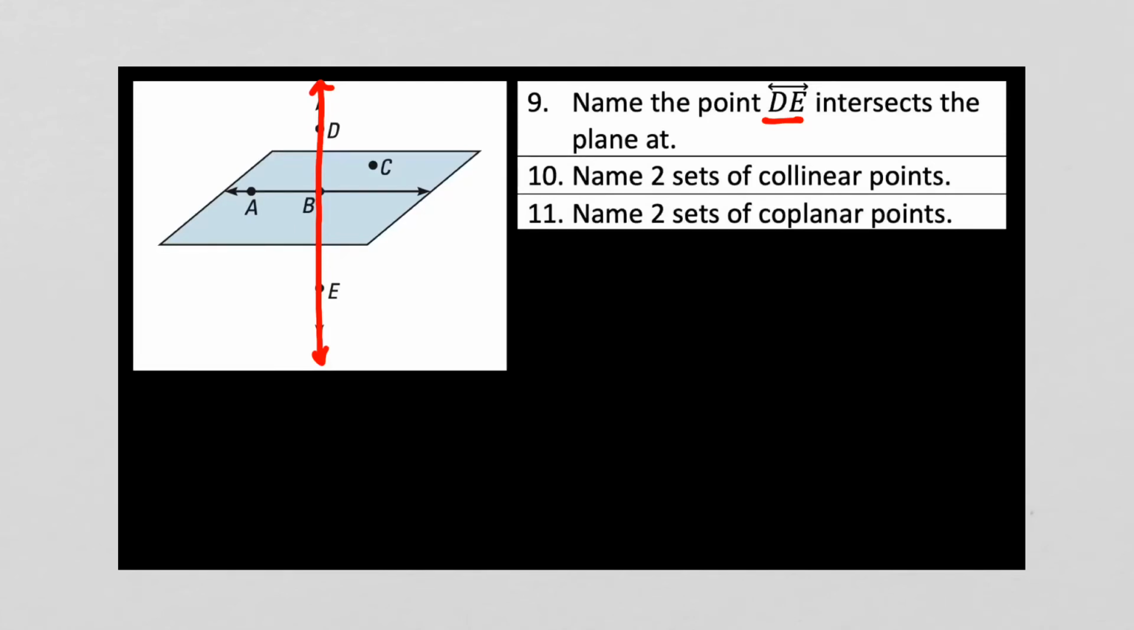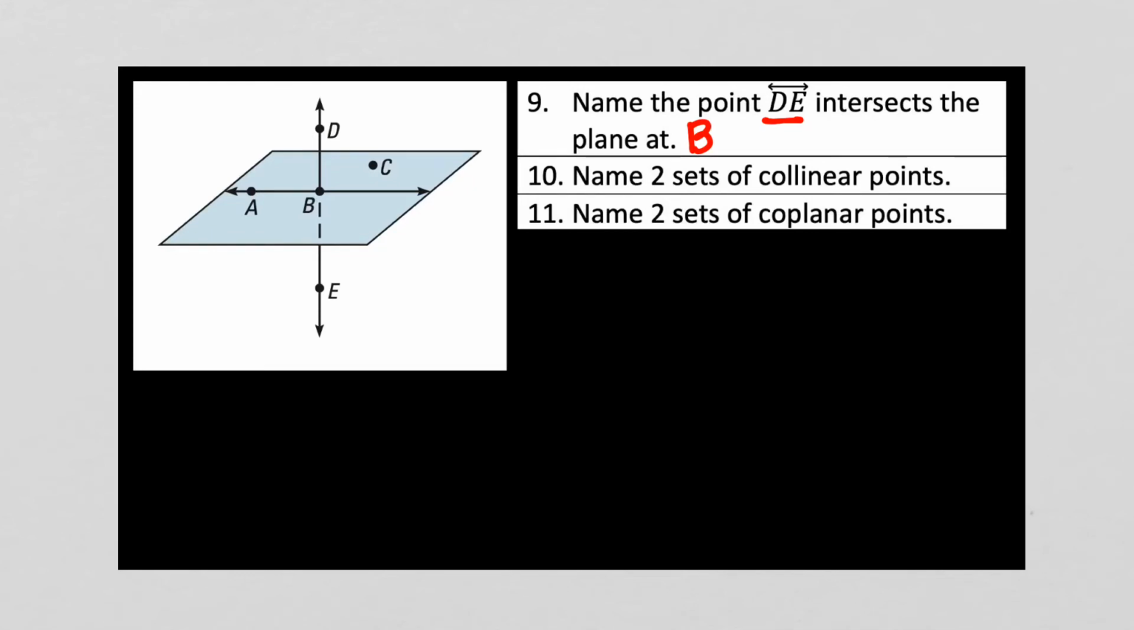Now, the part where it intersects, I'm going to erase this, you can see that it turns into a dashed line. So right there is the intersection. And if I look, the line goes from solid to dashed at point B. So I know that line DE intersects the plane at point B. So remember, when it goes from solid to a dashed line, that's the intersection point.